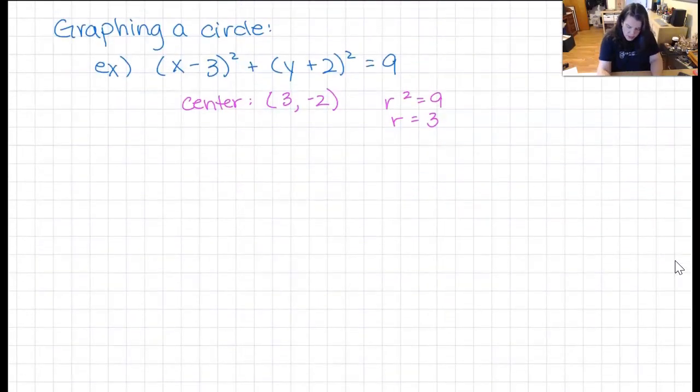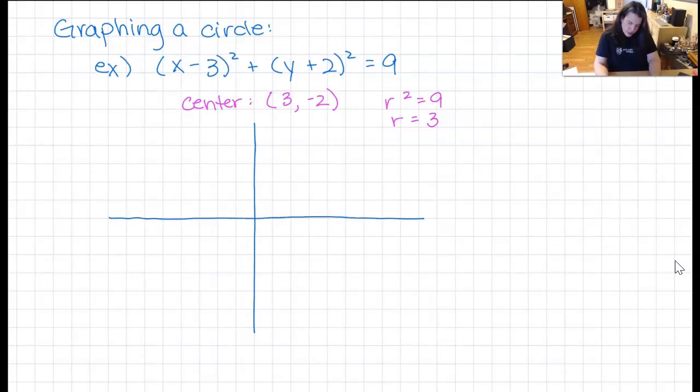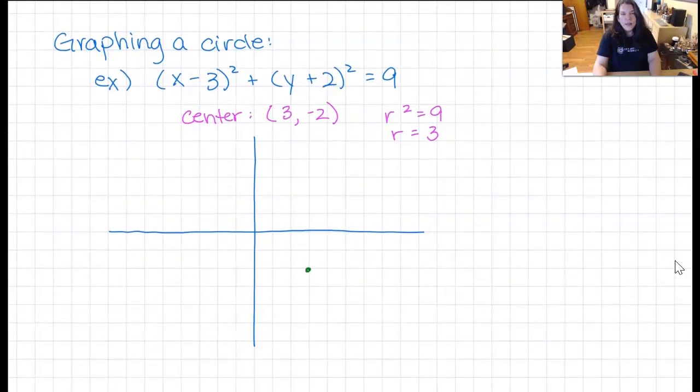And I call them the north, south, east, west points. Let's see, we can do better than that. All right, so we've got 3, negative 2. 1, 2, let me change colors. 1, 2, 3, negative 2. So there's the center. And then to help you draw the circle, just go up, down, left, and right, whatever the radius is, and that gives you some points to shoot for. So up 3, down 3, right 3, left 3.